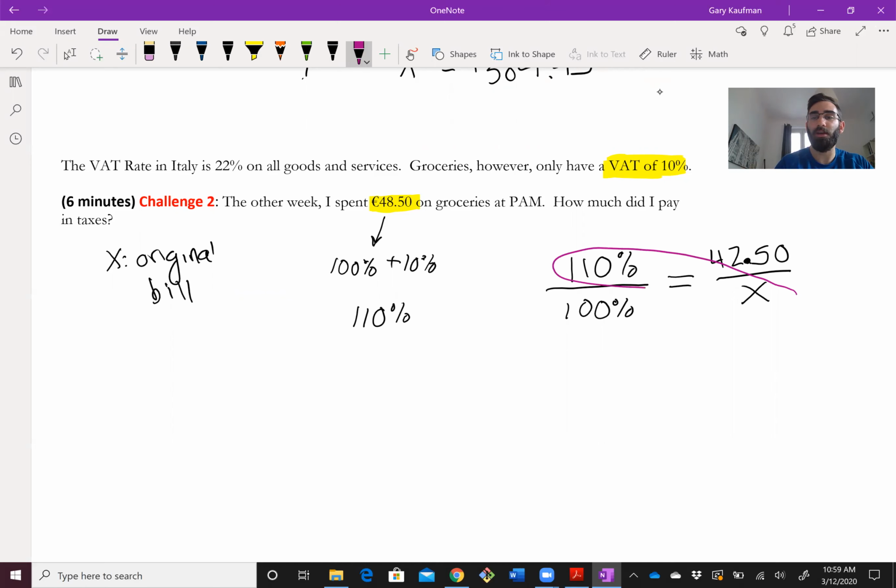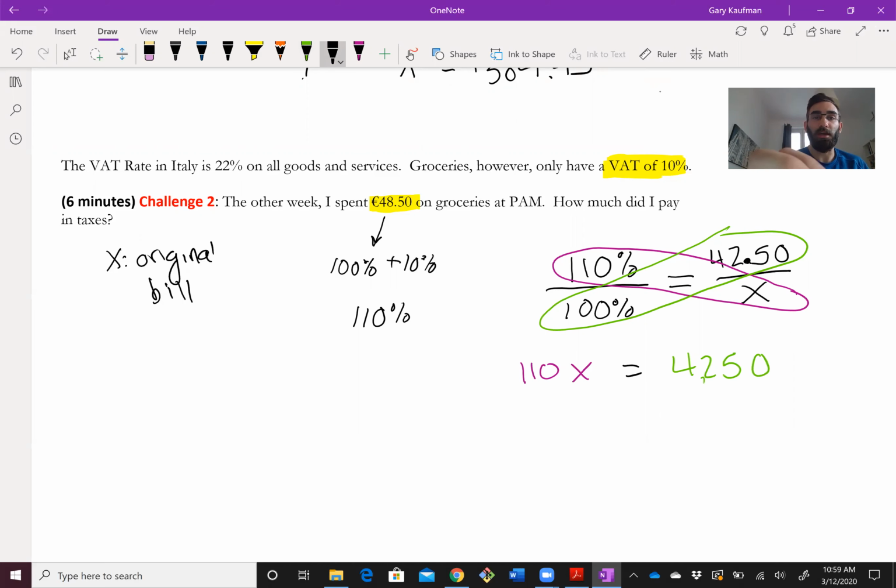So I cross multiply. 110x is equal to 4850. I'm then going to divide 4850 by 110 on both sides, and I get x equals 44.09. I round it because it's 2 decimals.